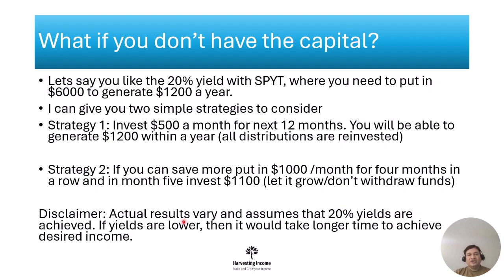One disclaimer here, the actual results can vary because we are assuming that the 20% yields are achievable or achieved already, or in the future it can be achieved. If the yield is a little bit lower, it could take longer. So even if the yield is, let's say, 18%, that doesn't mean you lost the battle. It's not the end of the world. Probably you need to wait a couple of months more to get the same target, or you need to invest a little more. Simple as that. So that's what I'm going to explain in the next slide.